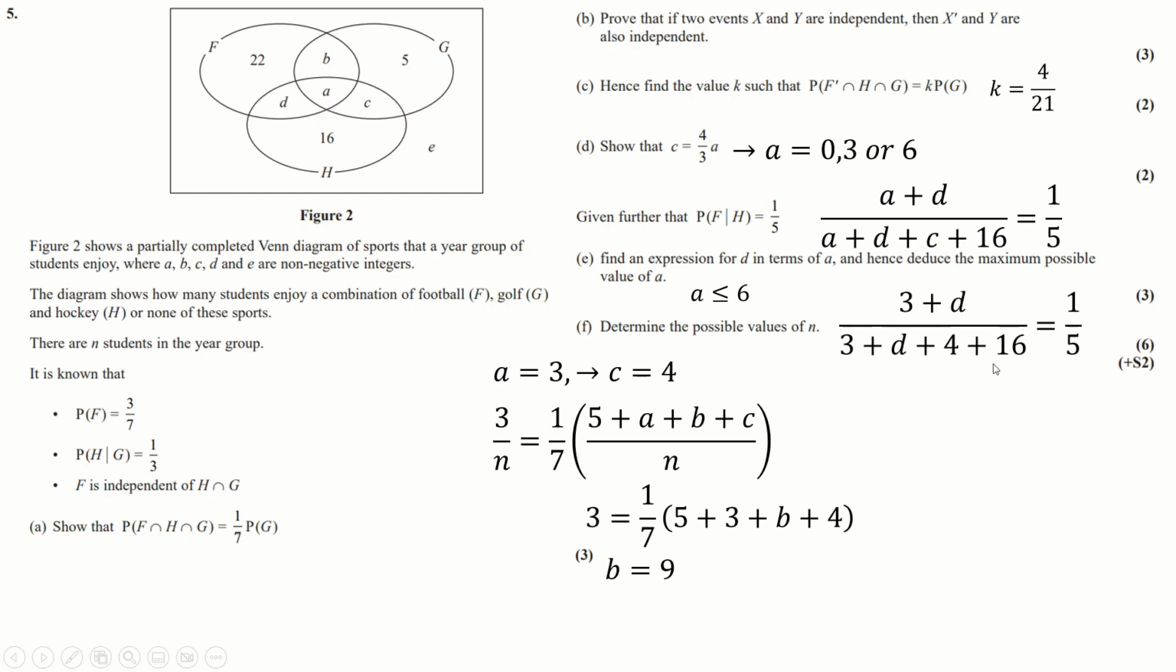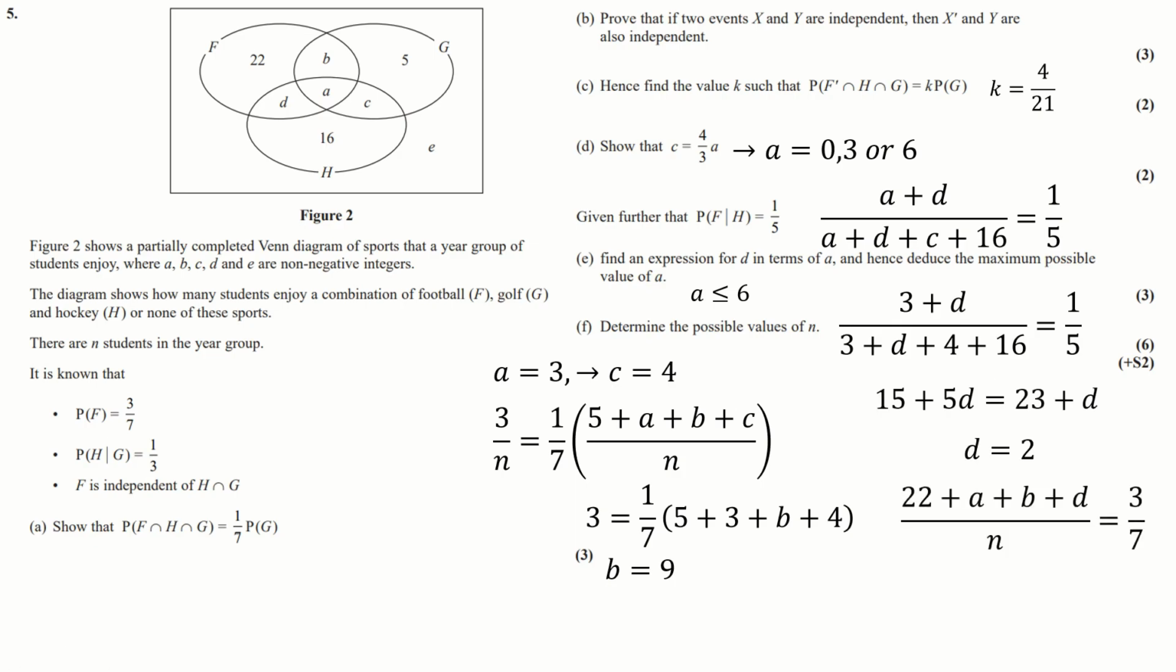We can do them separately. We can just solve this for d, and we get d is 2. And then we can finally go to where we are getting this expression from: P of f. P of f is just these things added together equals 3/7.